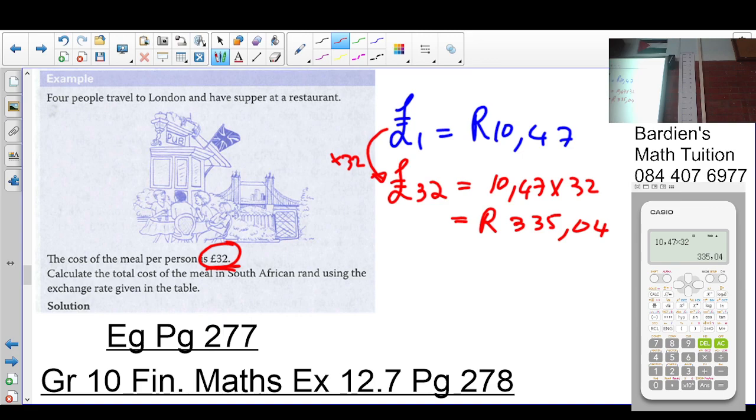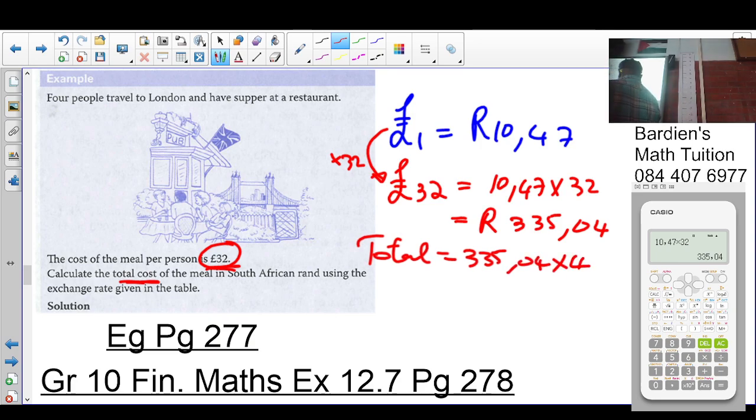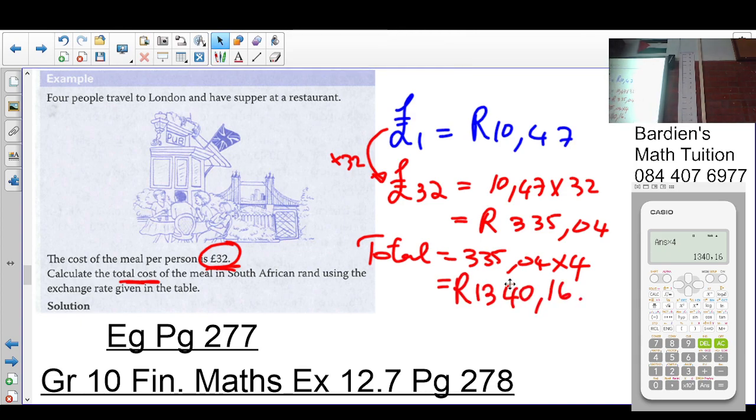Calculate the total cost. So how many people are there? 4 people. The total is 335 rand and 4 cents times 4, which gives us 1,340 rand and 16 cents.